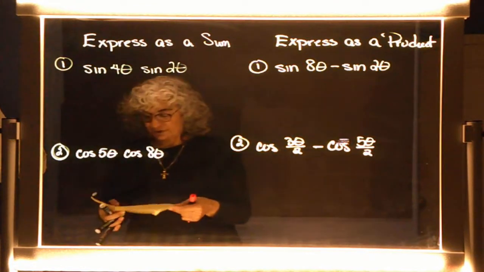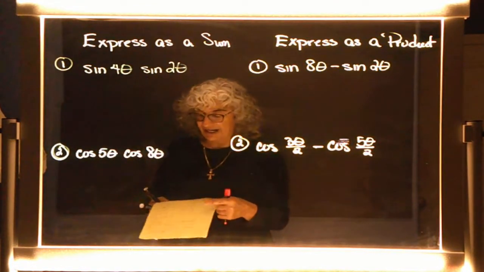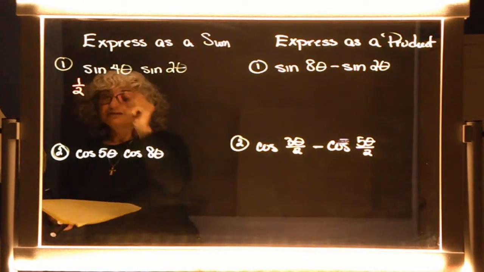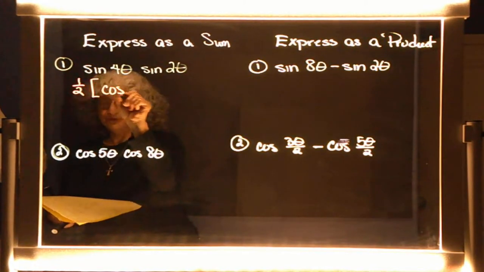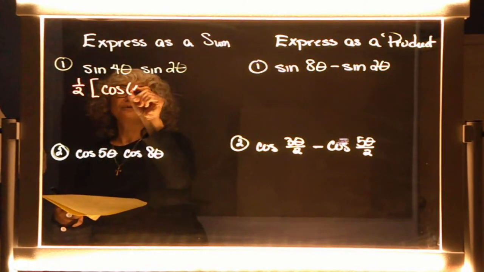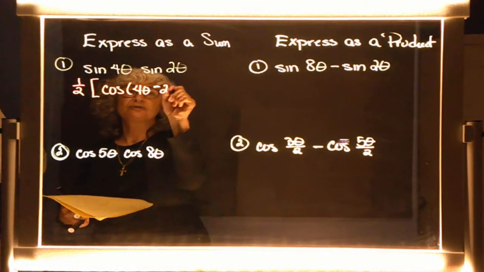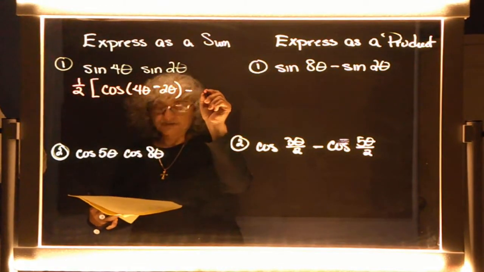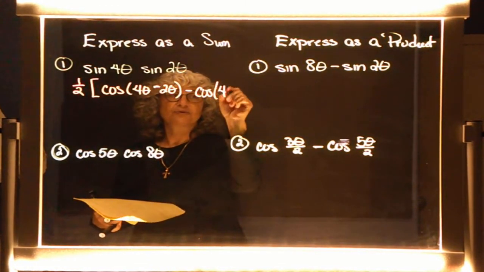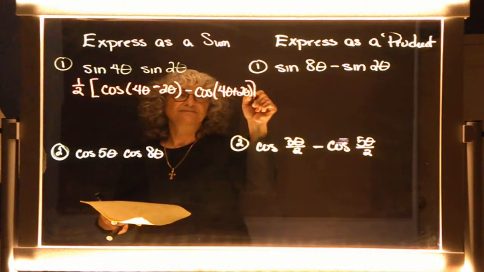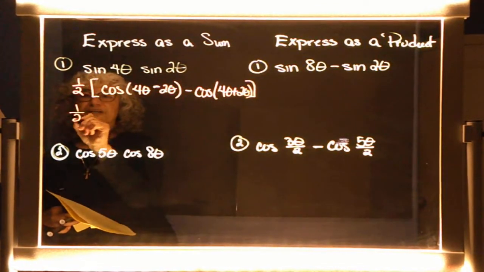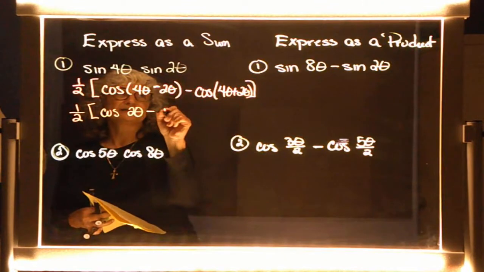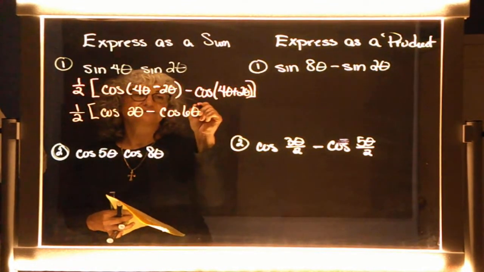Now, when I found the correct formula, the appropriate formula, I am going to rewrite this as 1/2, and in brackets, I've got the cosine of 4 theta minus 2 theta, and I'm subtracting the cosine of 4 theta plus 2 theta. And when I simplify this, I end up with the cosine of 2 theta minus the cosine of 6 theta.